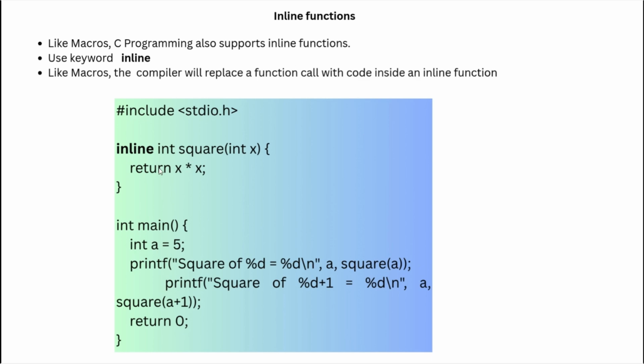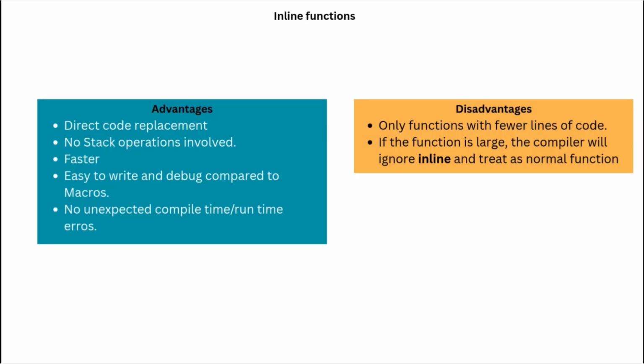So instead of macros you can write inline functions, but here also there are some limitations. So we will see what that is. One is, it is direct code replacement, no stack operations, very easy compared to macros, and it won't give you any compile or runtime errors. But the disadvantage is you can write only small functions, like if your function has very limited lines, less than 3 or 4 lines, you can use inline. But if it is very large, the compiler will ignore your inline keyword and treat it as a normal function only.